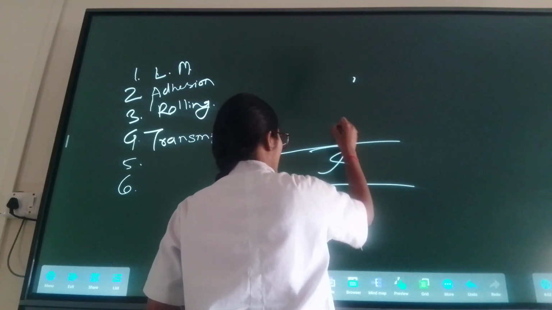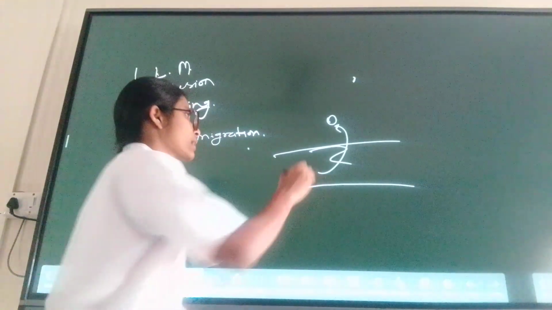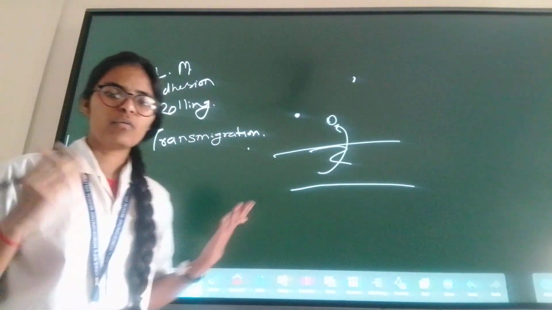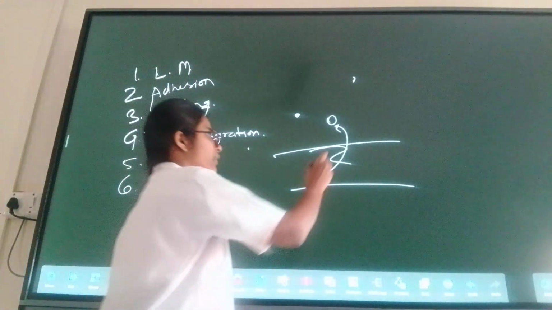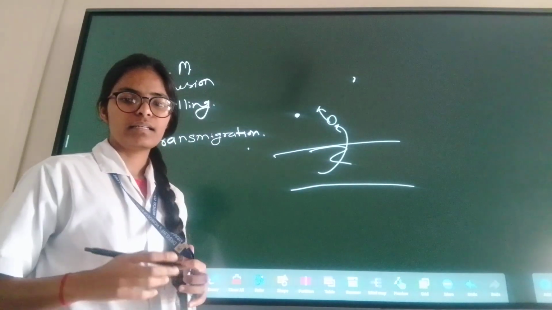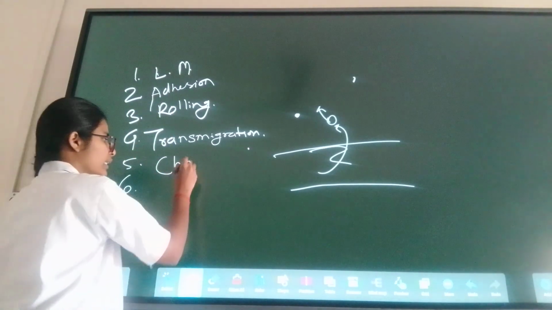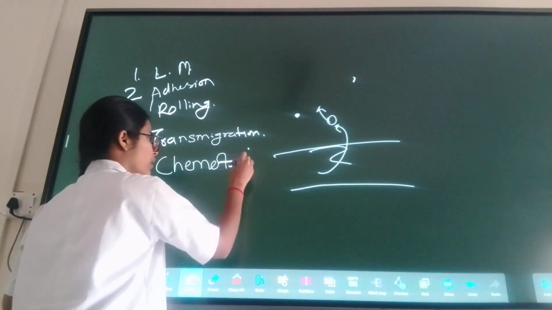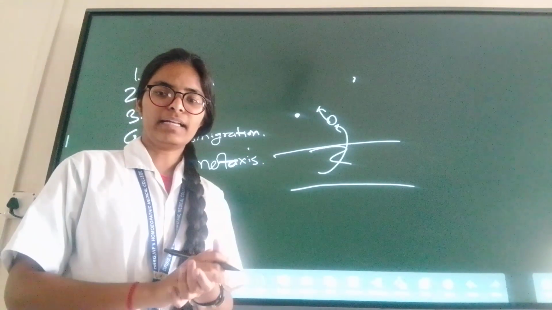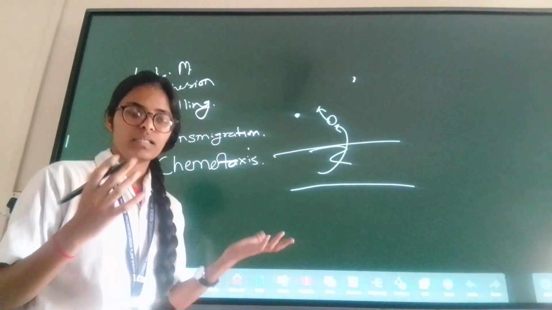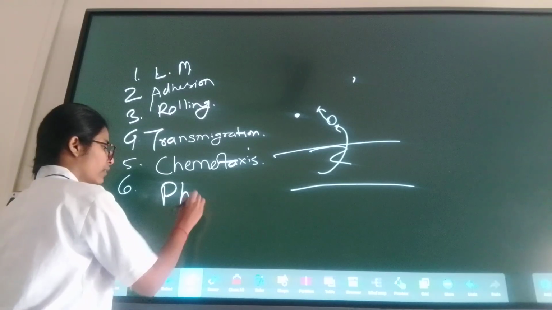our WBCs are outside the blood vessel. This is the blood vessel and the WBCs are outside the blood vessel, and this is the foreign antigen. But how will they recognize the foreign antigen? They will release some chemicals, some cytokines, and those chemicals will recognize the foreign body. So the process is known as chemotaxis. Chemotaxis means they will release some cytokines to recognize the foreign antigen, and lastly they will degrade the antigen. They will phagocytose. So the last is phagocytosis.